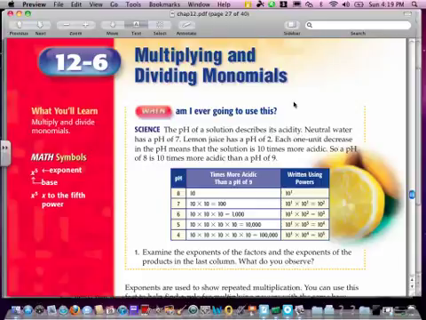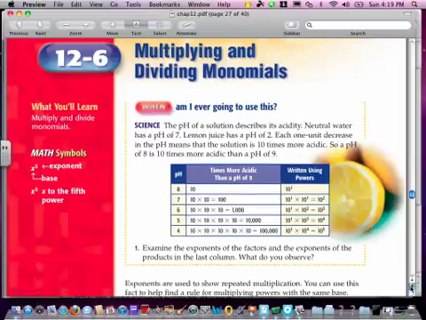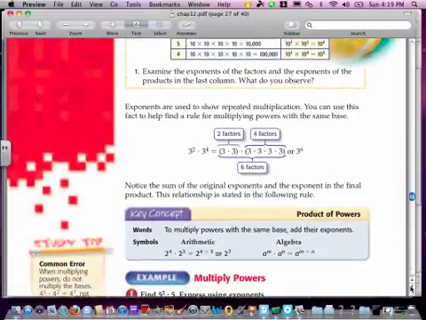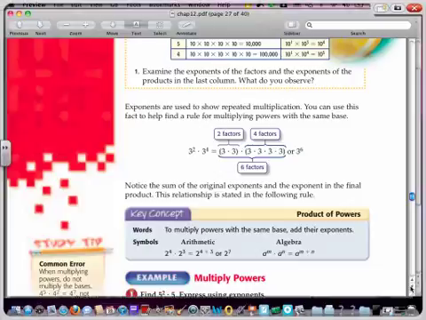Section 12.6, multiplying and dividing monomials. So we've done adding, we've done subtracting. We are now ready to multiply and divide, just like elementary. Alright, just a reminder, when we do exponents, we're talking about repeated multiplication.